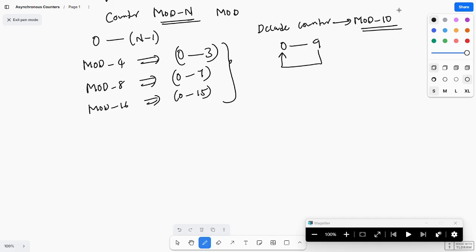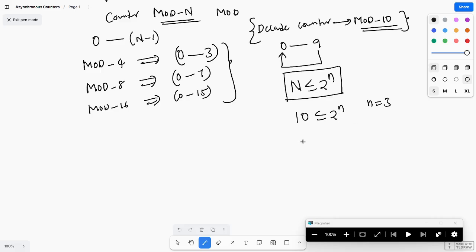Now I need to decide the number of flip-flops required to design this mod 10 counter. So I need to apply the formula: N is less than or equal to 2 power n. This is the formula to find the number of flip-flops. Suppose you keep n as 3: 10 is less than or equal to 8. Is this statement correct or wrong? The statement is wrong, because 10 is not less than or equal to 8. So 3 flip-flops are not enough to design this mod 10 counter.